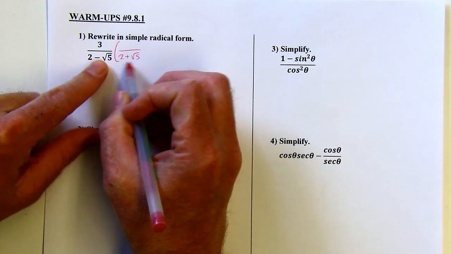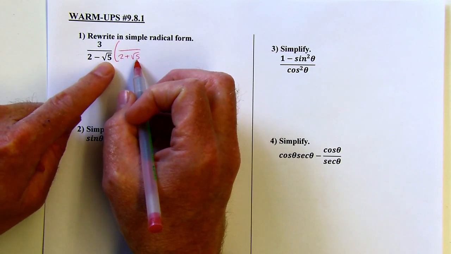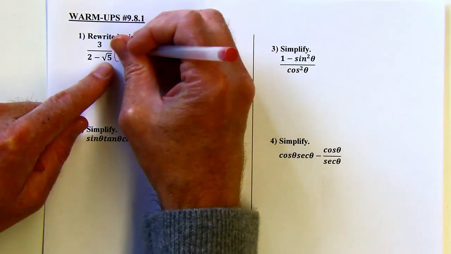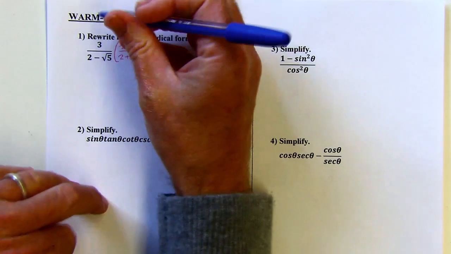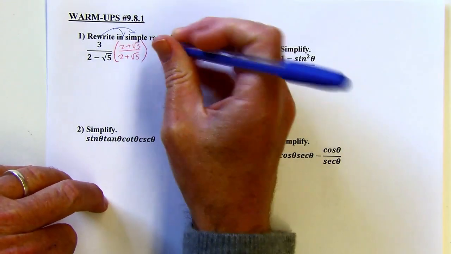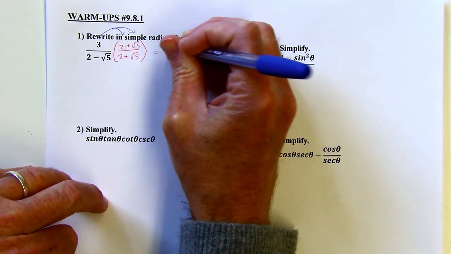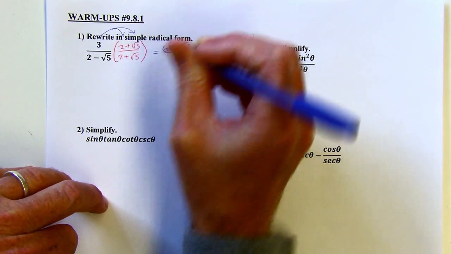The conjugate would be 2 plus root 5. You change the sign of the radical. And then I'd have to do the same thing to the top. So on top, I'm going to distribute the 3. Let's see, I'd get 6 plus 3 root 5. On bottom, I'm going to FOIL.